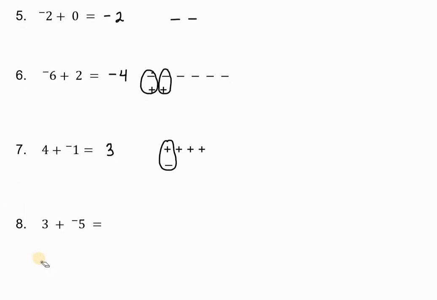Problem number 8, 3 plus negative 5. So I have 3 positives and I have 5 negatives. I'm going to put the negatives on the row right below those, and I'm going to pair up my positives and negatives. So these 3 positives are going to pair up with 3 of my negatives, and I have 2 negatives left over, so my answer is negative 2.